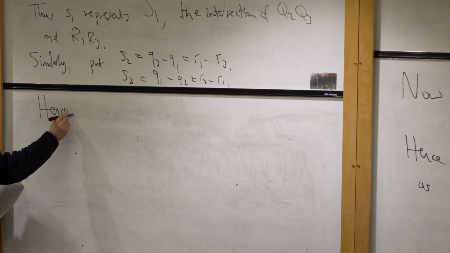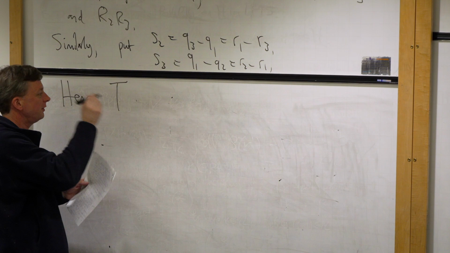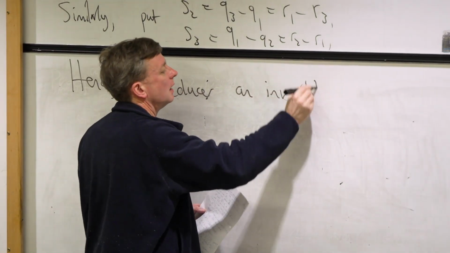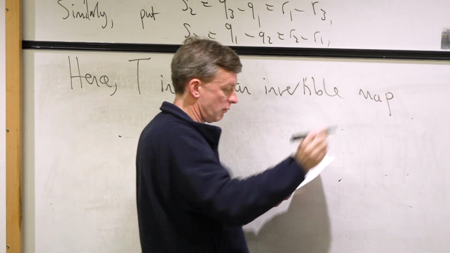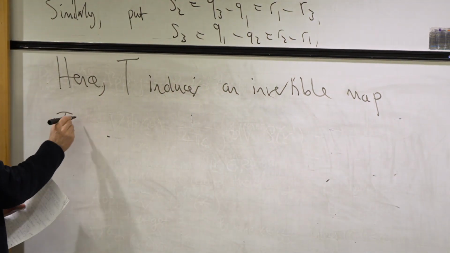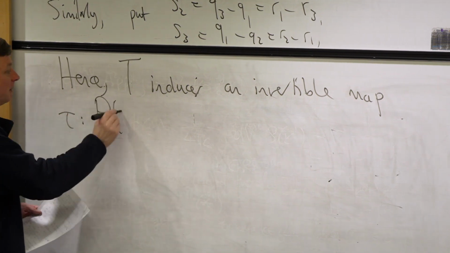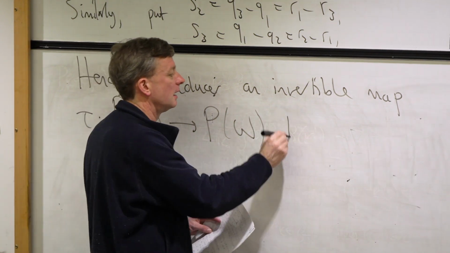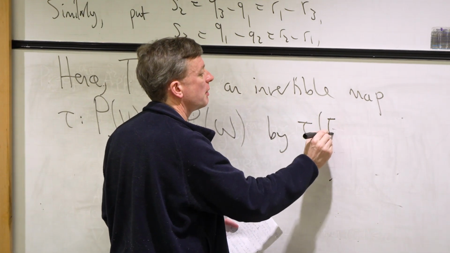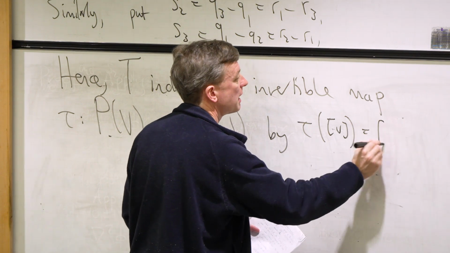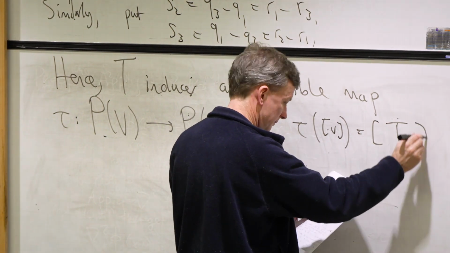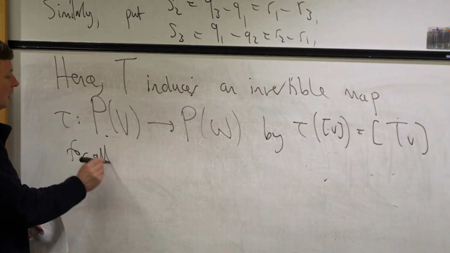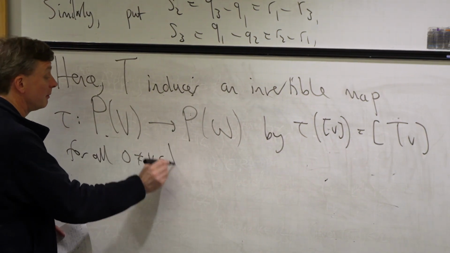Hence big T induces an invertible map, which we'll call little tau, from P of V into P of W, by tau of square brackets little v is square brackets T of v. And that's true for all non-zero vectors little v in big V.